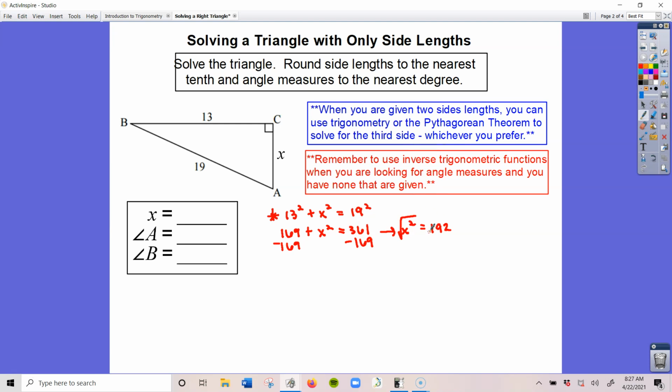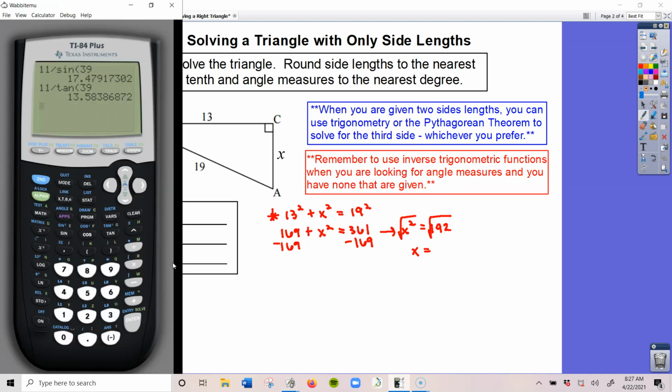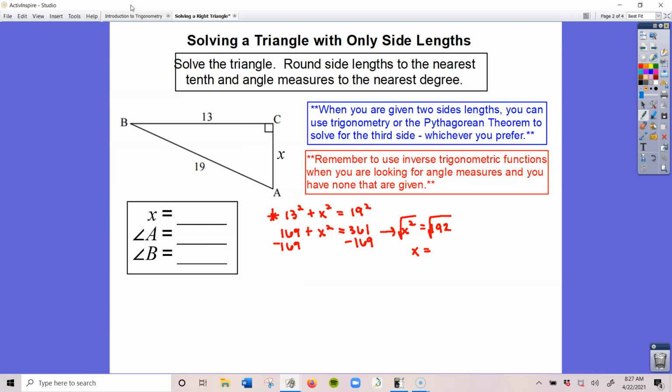Square root both sides, and we get that x is equal to, I'm going to go to my calculator now, because here when we're solving for these missing side lengths, notice that I told you to still round to the nearest tenth. So you don't have to worry about simplifying that square root. So I'm going to do the square root of 192, which is equal to 13.85, which rounded to the nearest tenth is 13.9. So that is that missing side.